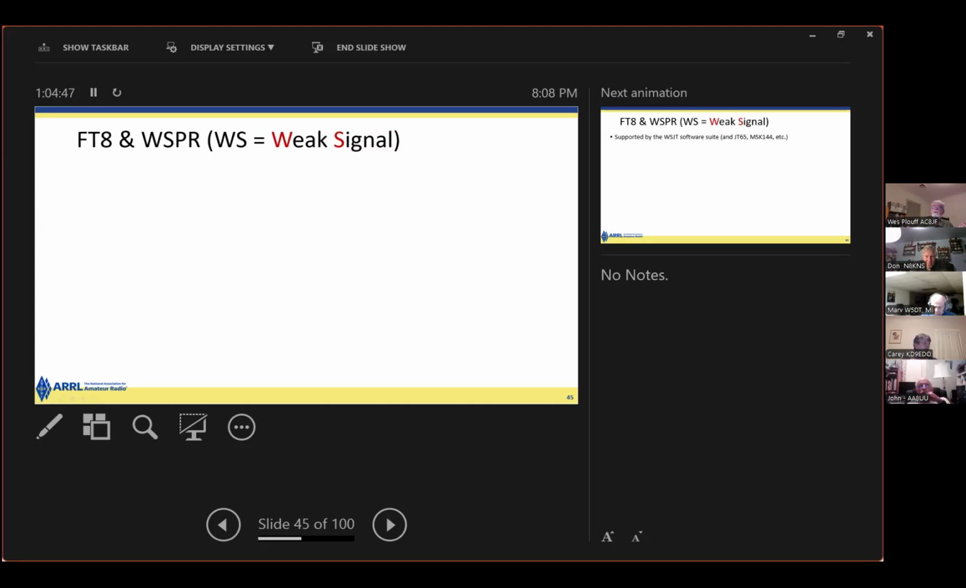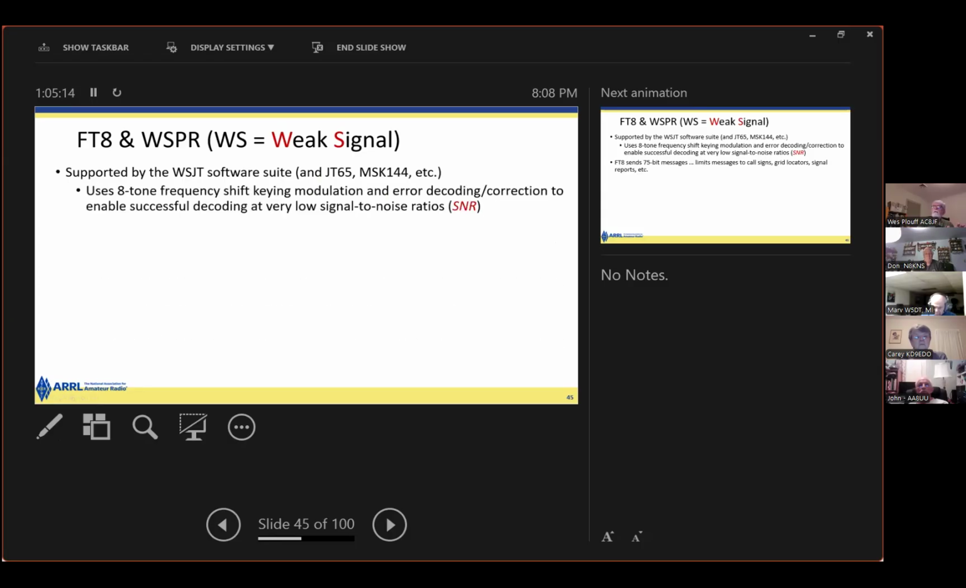Let me talk about weak signal modes like FT8 and Whisper. WS stands for weak signal. The software you use to run it, WSJT-X, is the same. The idea is that you have these modes that are designed to work at low signal to noise ratios. What they do is, with low power and narrow bandwidths, they use a lot of redundancy and they go slowly, so they have resistance to noise and fading.